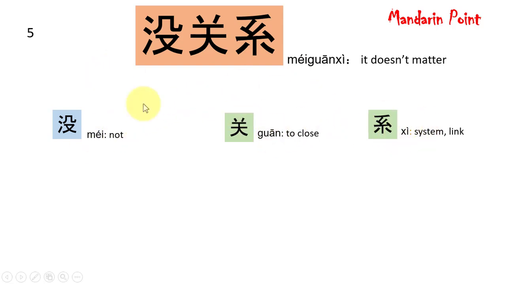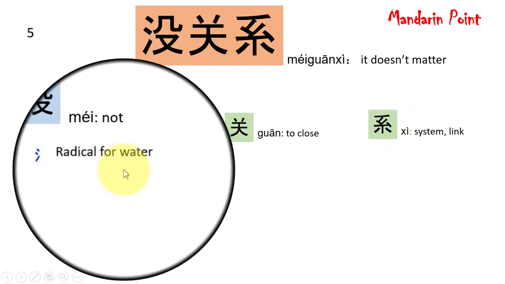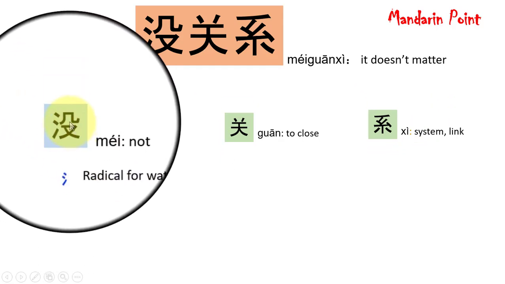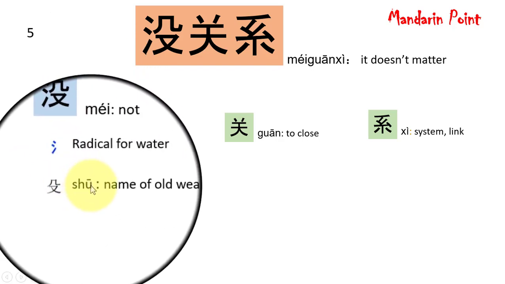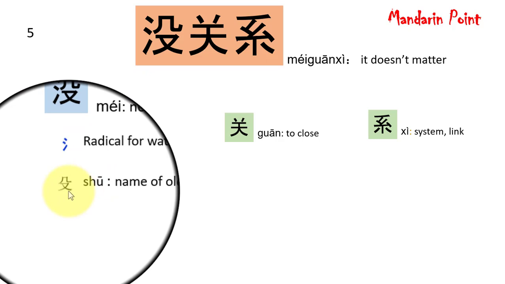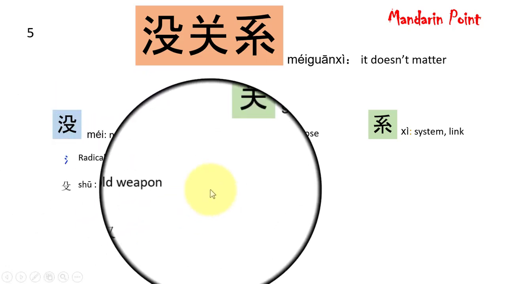Doesn't matter. Mei can further be decomposed. On the left side, it is the radical for water, these three dots, while this one is actually shu, which is the name of an old weapon, and this one can further be divided. It is ji, and this is yao.